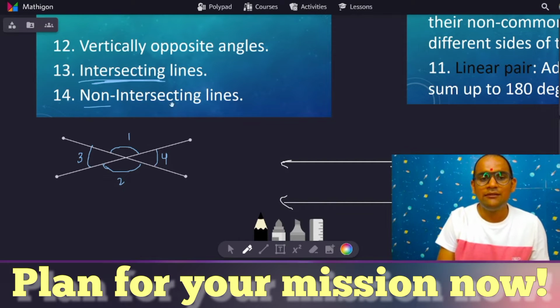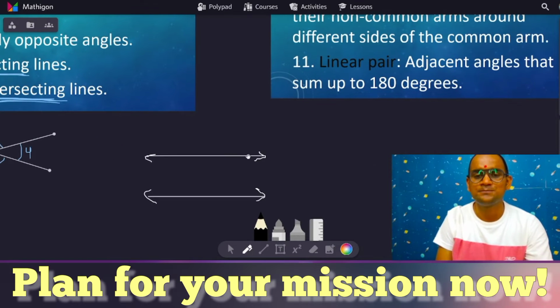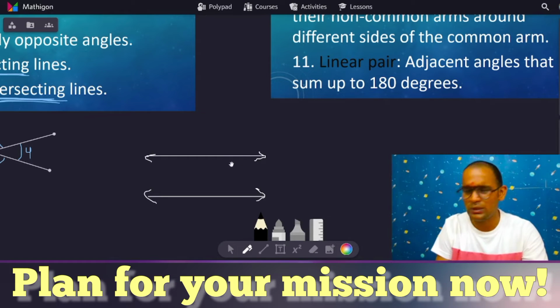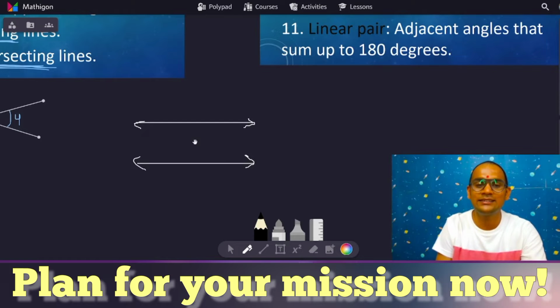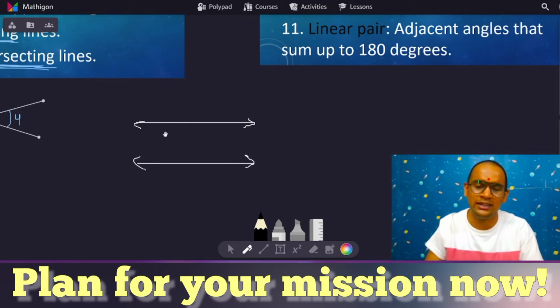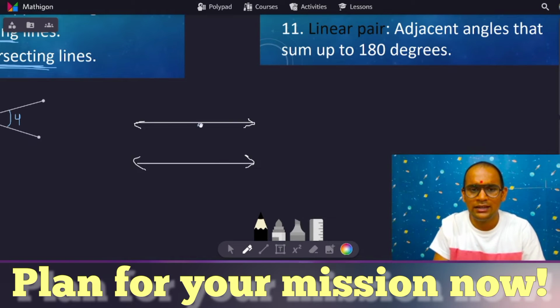Then we have something called non-intersecting lines. Sometimes we can also say line segments, but let's discuss only the lines. Non-intersecting lines are the lines which, when you extend them to whatever extent you want, will never intersect. There's one more feature of non-intersecting lines: if you find the distance between them, it always remains constant.